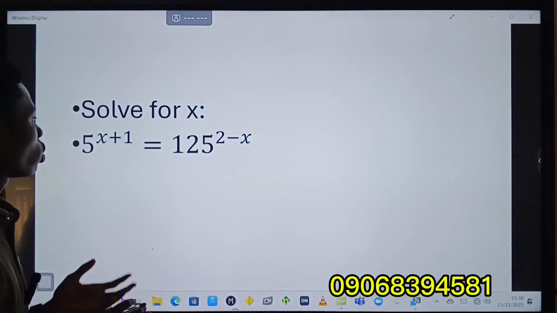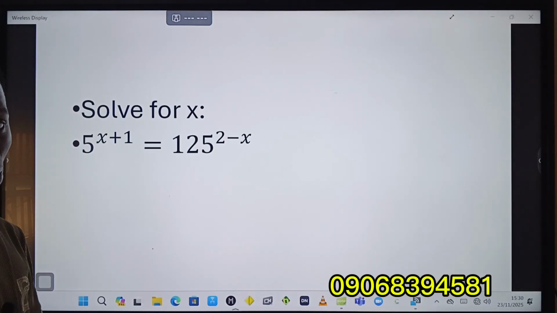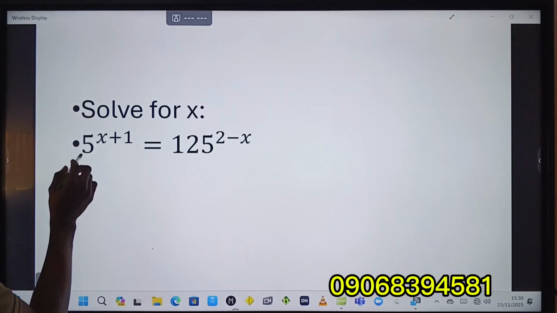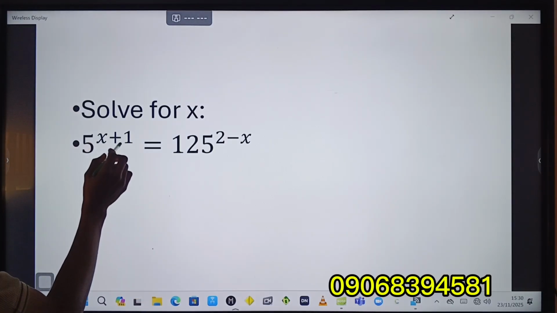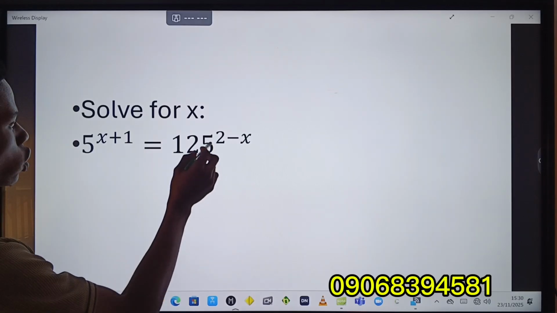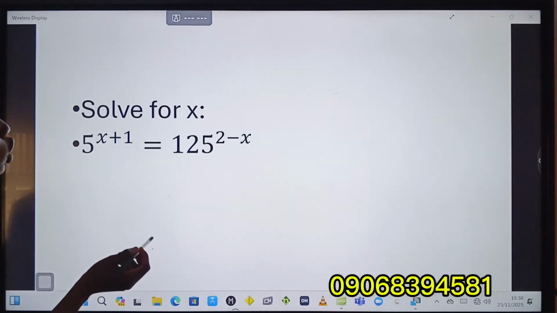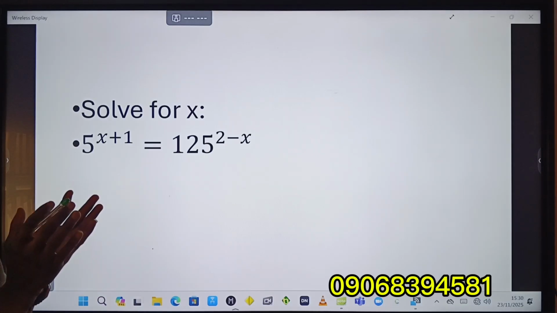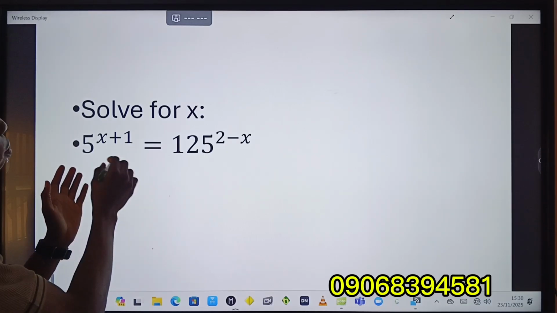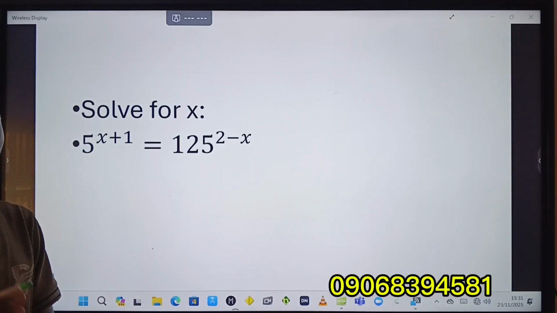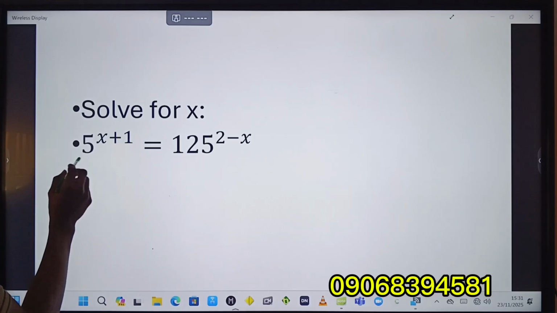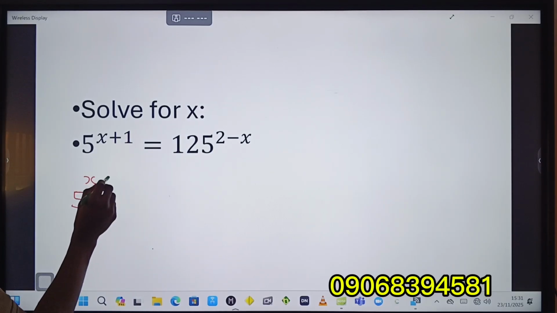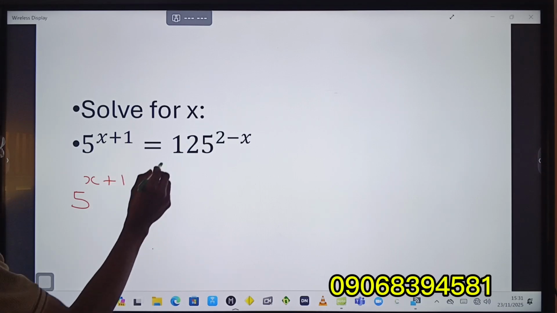Now, if you see an equation like this, the first thing you have to do is to smile because this is a bonus question. First, we have 5 raised to power x plus 1 equal to 125 raised to power 2 minus x. I told you about base and power. Your aim at this point is just to make both sides have the same base. 5 here, there is no way we can reduce it again, so we just keep it as 5 raised to power x plus 1 as it is, equal to 125.